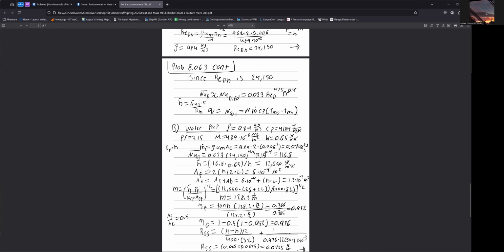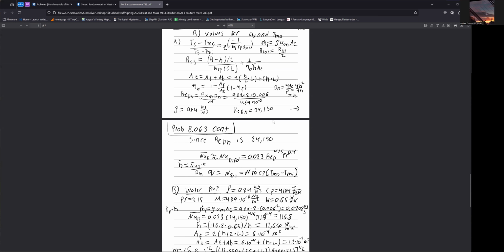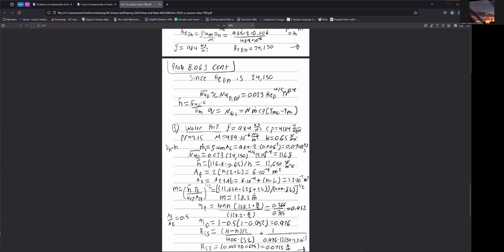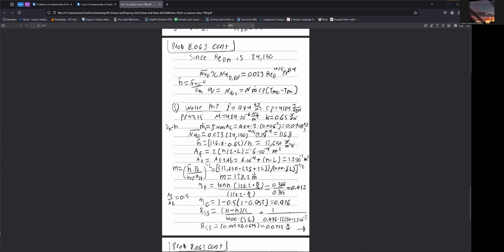116.8 using the Reynolds number that we calculated above and the Prandtl number of the water. And then the H bar is just the Nusselt number times the conductivity of the water divided by the height of the surface, essentially, which is the DH, the theoretical diameter of the tube that we're assuming that the inner tube makes. And then that gives us a value for H bar of 12,650 watts per meter squared Kelvin.